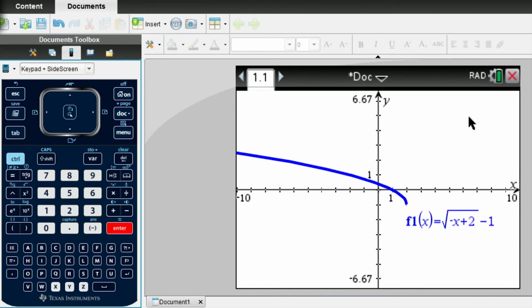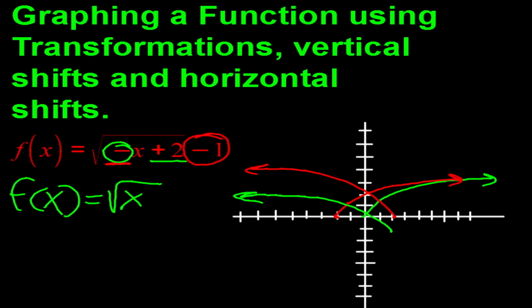And when I graph it, notice that's the graph that I just sketched out for you momentarily. So that verifies my graph. This is the graph that we were looking at.